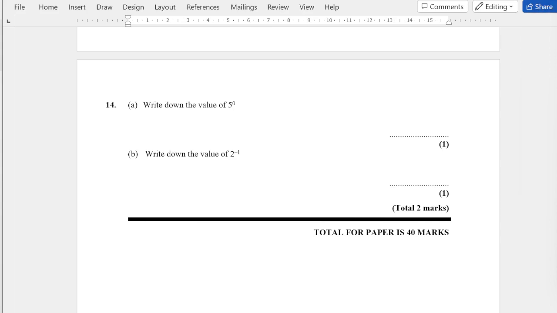Okay, and final question. Write down the value of 5 to the power 0. Anything to the power 0 is always going to be 1, so that value there is going to be 1. And then write down the value of 2 to the minus 1. Well, the minus 1 means take the reciprocal, so that's just going to be 1 over 2. And there we go, that's that paper.